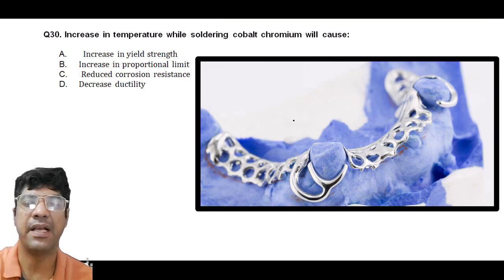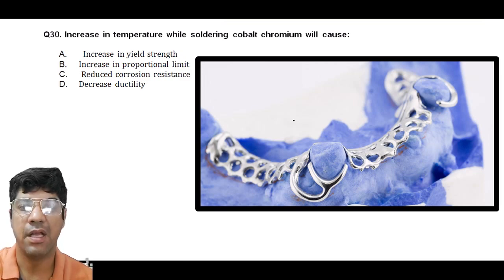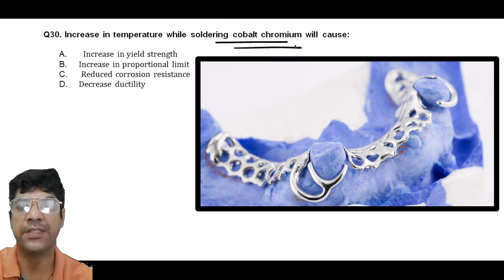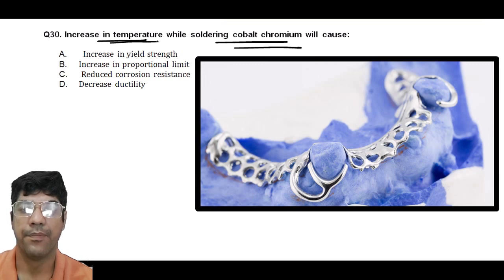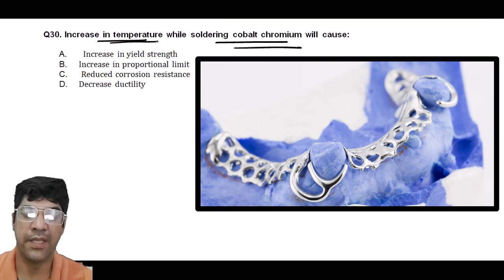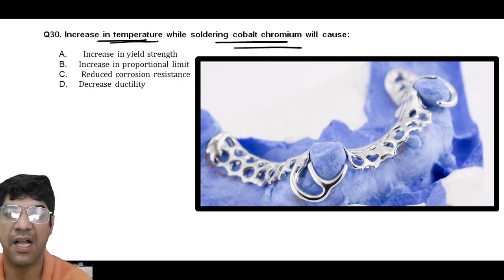Increase in the temperature while soldering cobalt chromium will cause, well, the increase in temperature during soldering leads to formation of chromium carbide, and allows precipitation at the grain boundaries that leads to passivation. So when cobalt chromium alloys are exposed to excessive temperature during soldering or welding, there will be formation of chromium carbide.